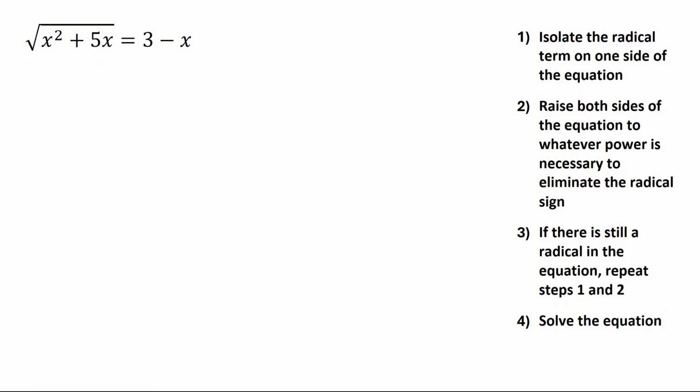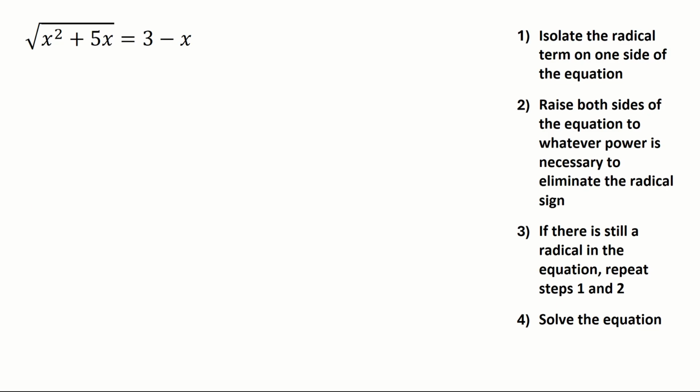So in our first example, we have the square root of x squared plus 5x is equal to 3 minus x. Now we're really lucky because the first step is isolate the radical term on one side of the equation. In other words, get the radical by itself, which is already done for you. So that step is done.